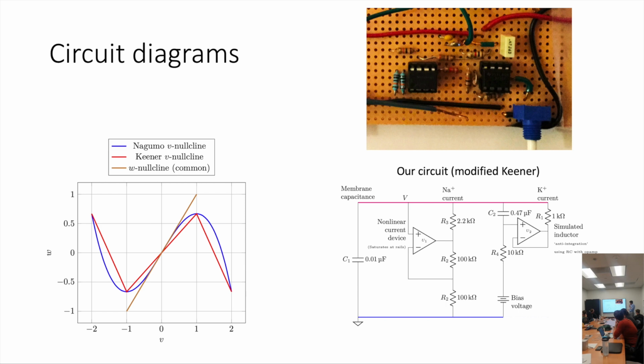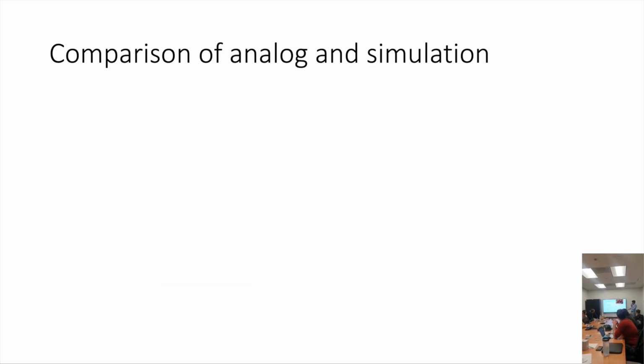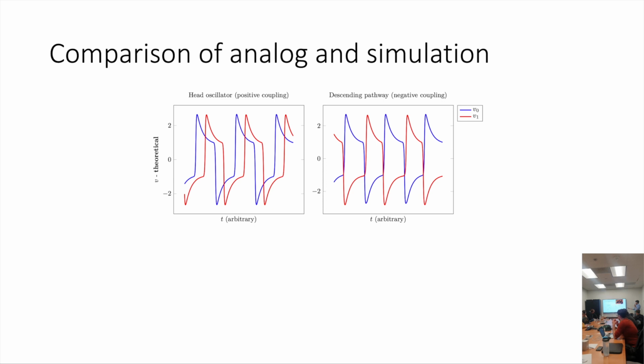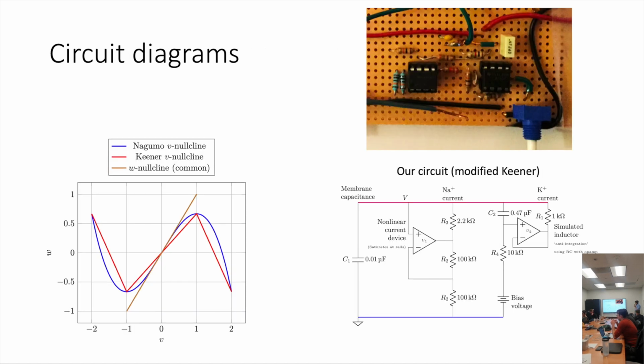And we've replaced the inductor that Nagumo had with just an op-amp integrator. So they essentially do the same thing. And as you can see, it's a pretty simple circuit. I mean, theoretically, you could replace some of the op-amps with transistors and make it even simpler.